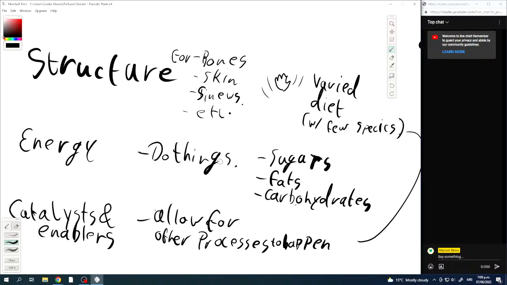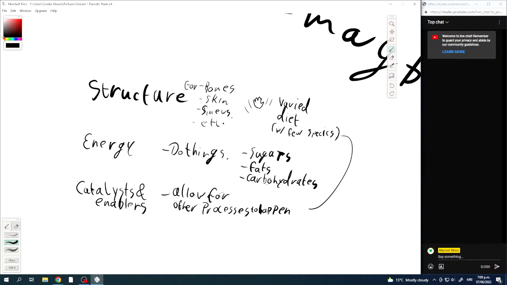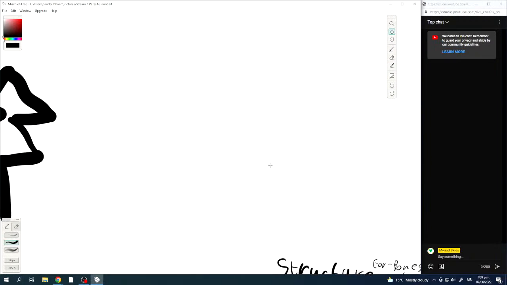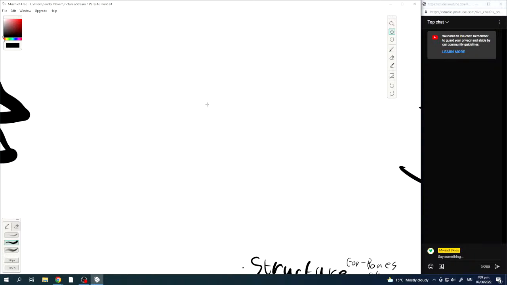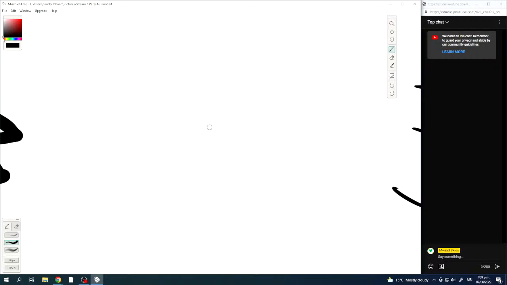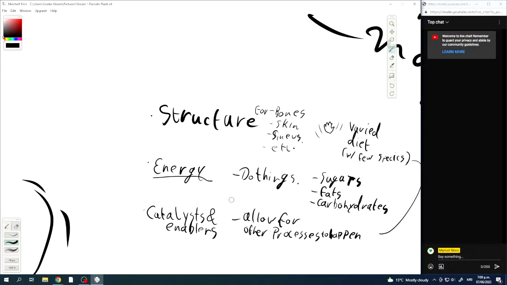Let's see. So we'll basically want to create a few types of processes. These are basically the main resources that need to be acquired and need to be provided for. Now, how might some of these processes work? Energy. Let's see.